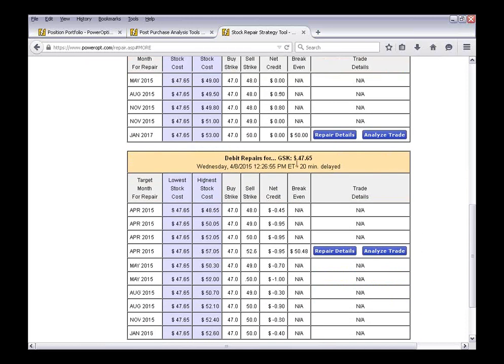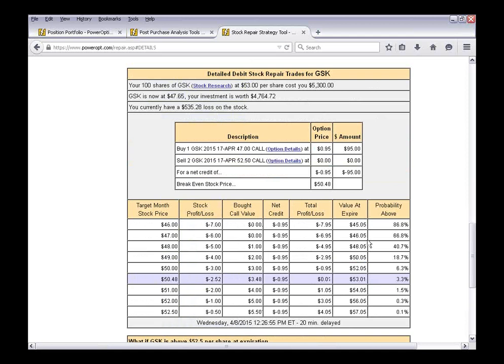But notice down here there's something called a debit repair. And we see a debit repair on this particular position using the 47 and 52.5 calls for April expiration. And our new break even would be 50.48. Well, how does that work?